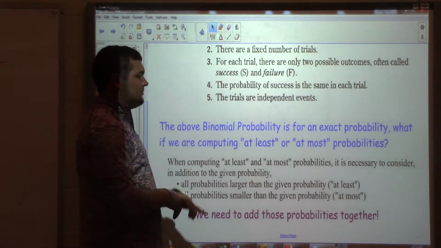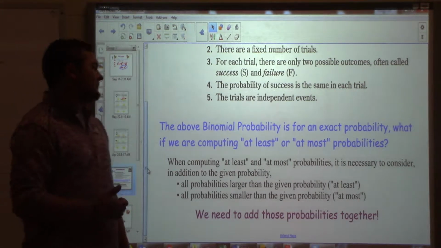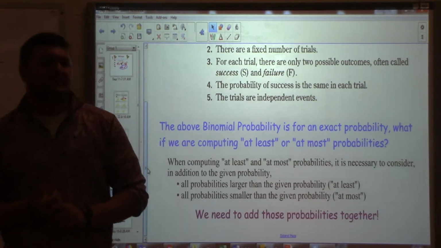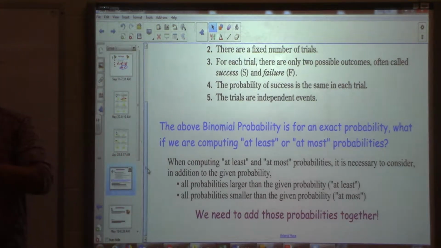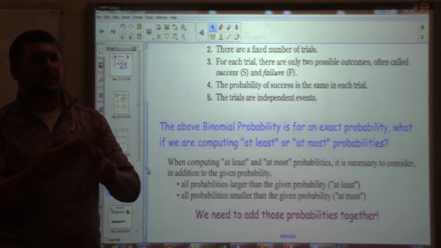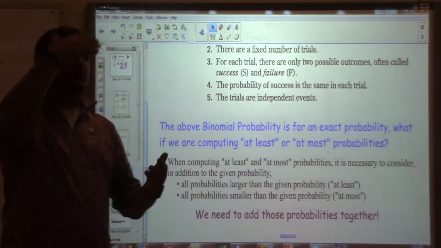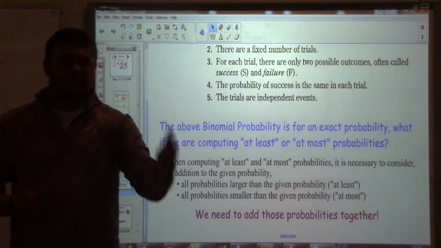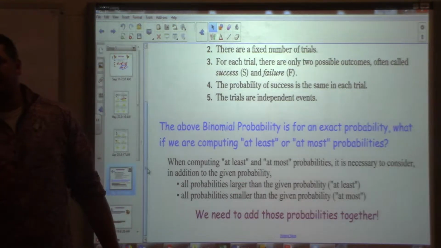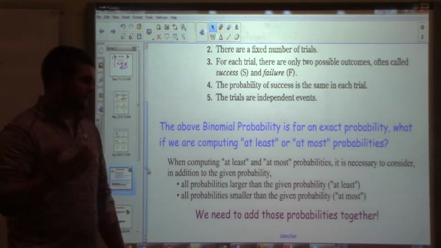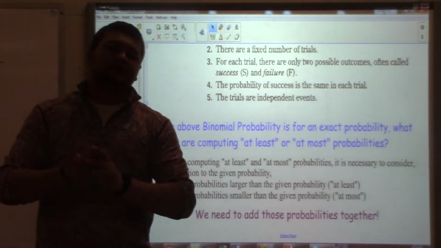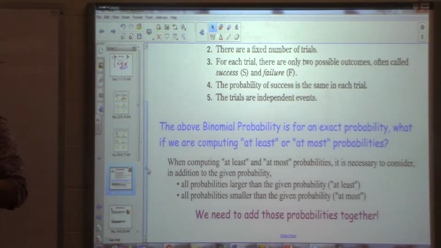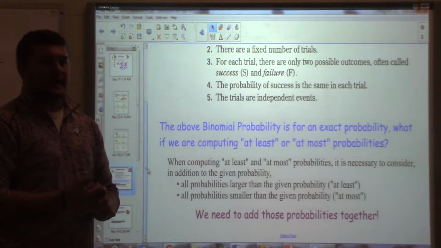Right? So we're going to have more calculations now. When we compute at least or at most, it's necessary to consider more than the given probability. So if I want at least 3 sixes out of 8 rolls, I can get 3, 4, 5, 6, 7, 8. Right? I can get that or more. The opposite would be like at most, like we said. At most 3 heads out of 6. So 0, 1, 2, 3. Then what we're going to do is add all those probabilities together once we find them. So we're going to do our equation multiple times, and we'll add all those probabilities together.